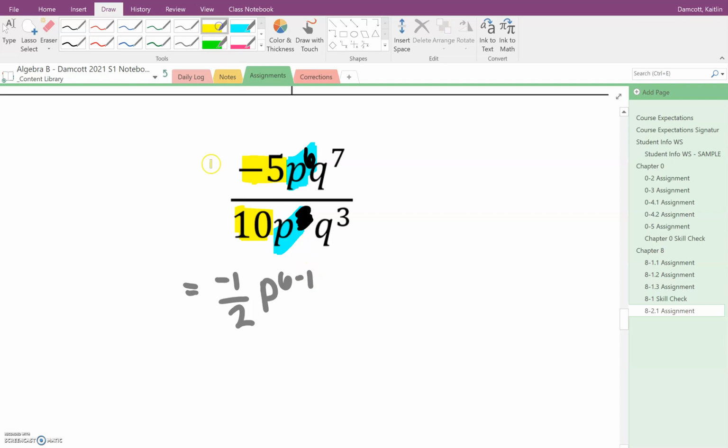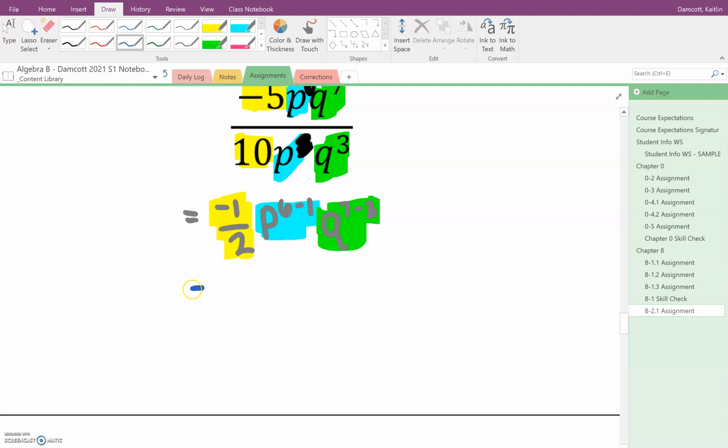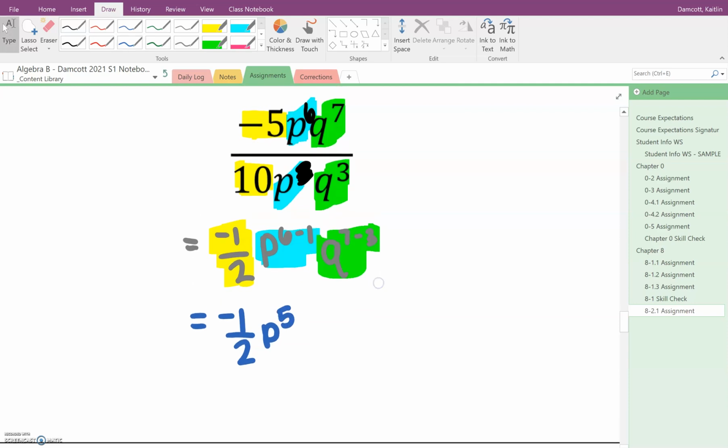And then the last piece, so let me color coordinate a little bit better with this. The last piece of this is taking a look at the q's. So I've got q to the 7th and q to the 3rd. So I have to think to myself, keep the base of q and then subtract the exponents. So what I'm thinking here is that I have -1/2 times p to the 5th, because I did 6 minus 1, and then q, keep the base, 7 minus 3 would be 4. So q to the 4th.